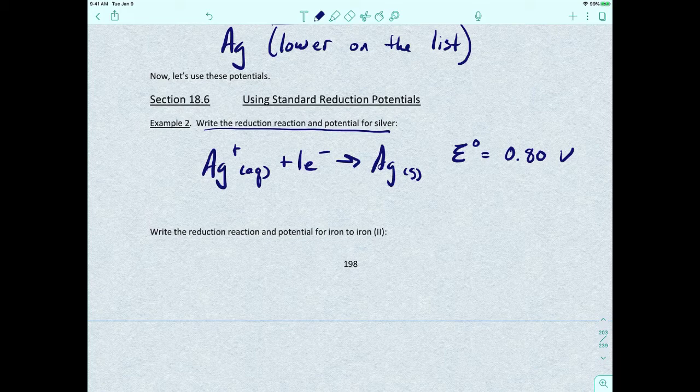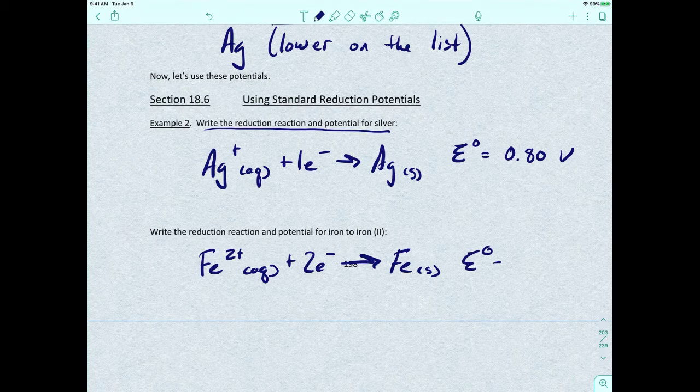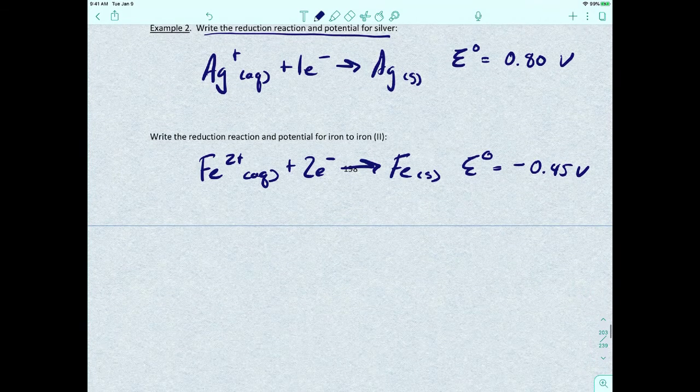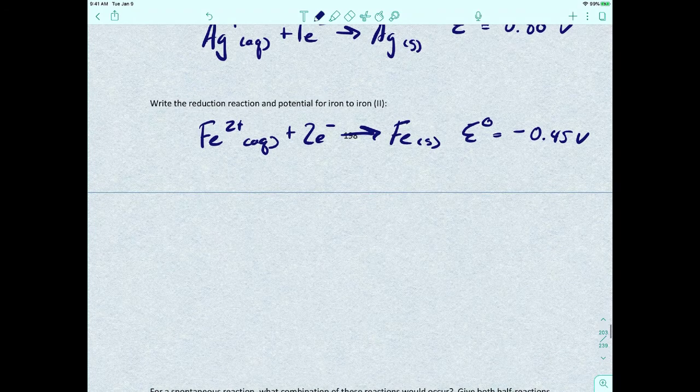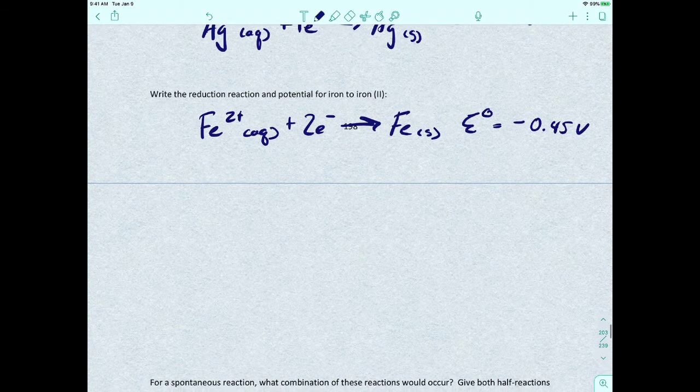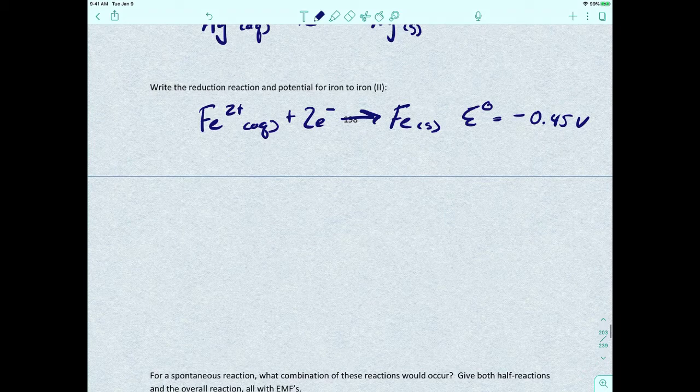Okay, so looking at the standard reduction potentials, what we've got is Fe2 plus, which is aqueous, plus 2 electrons yields solid iron. And the cell potential for that one is going to be negative 0.45 volts. Okay, now for a spontaneous reaction, what combination of these reactions would occur? Give both half reactions and the overall reaction all with electromotive forces.